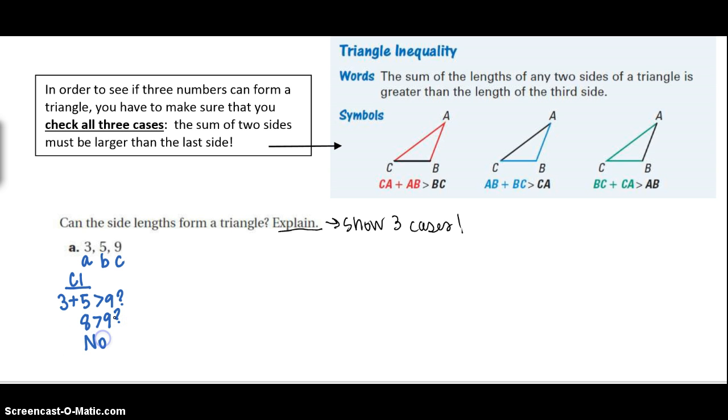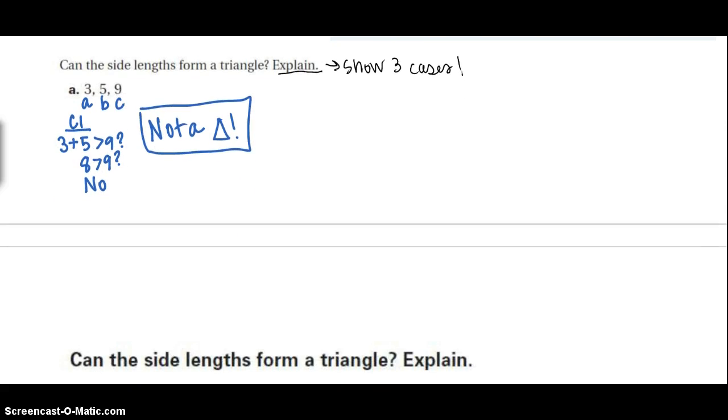No. Automatically, if one of the cases fails, automatically this is not a triangle. Okay, not a triangle. You're done. You don't have to do anything else. So if any of the cases fails, just stop. You're done. So let's keep going because I do want to show you where all the cases work, okay?